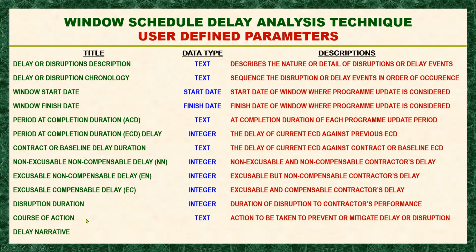Next we have the delay narrative. When we have a delay or disruption, it is very important that a narrative should be written, or recorded, and be notified to the client or to everybody concerned about the delay. This will also give big support to any claims if we have to. Next we have the text, which is the detailed history of the delay or disruption occurrence. Okay, it's done.